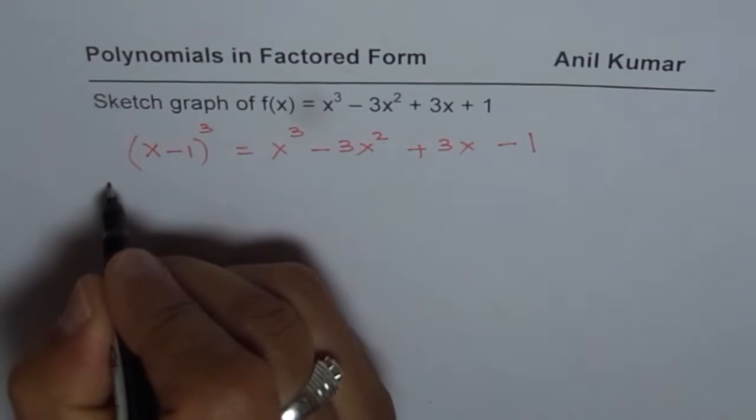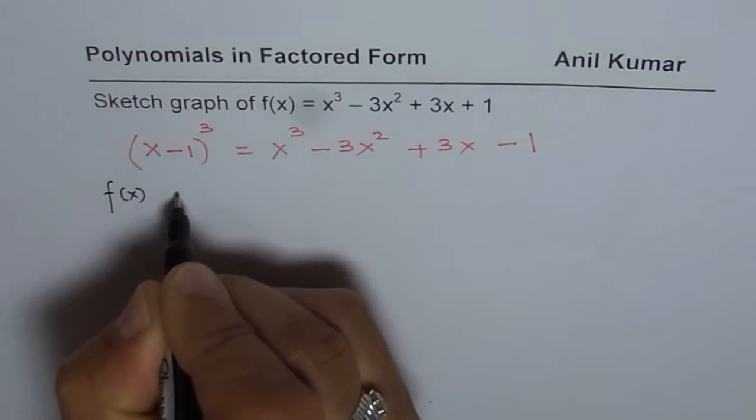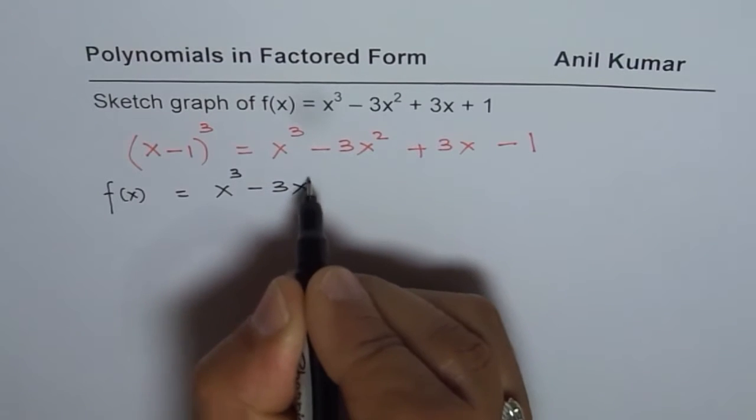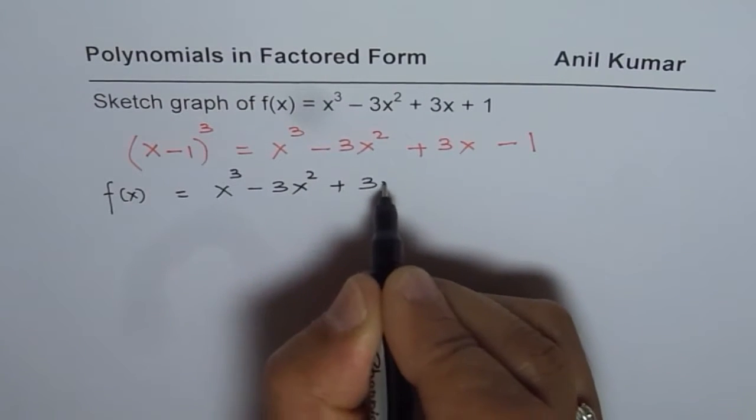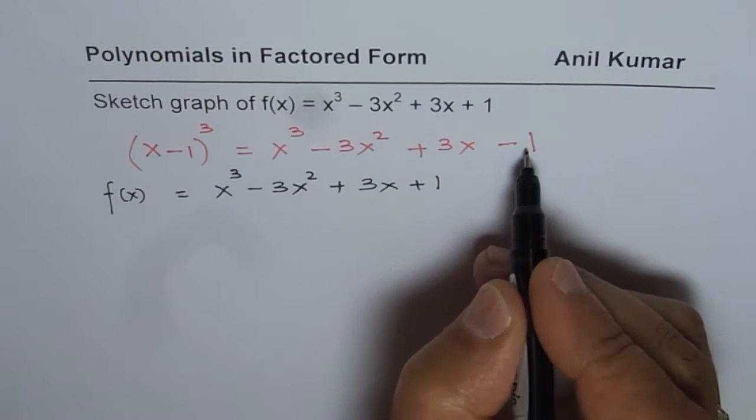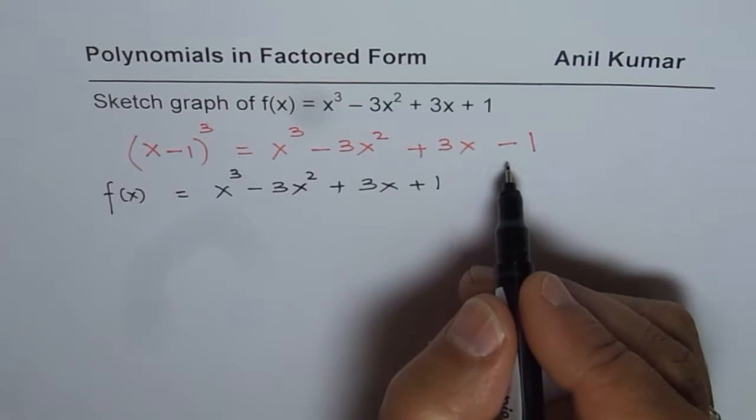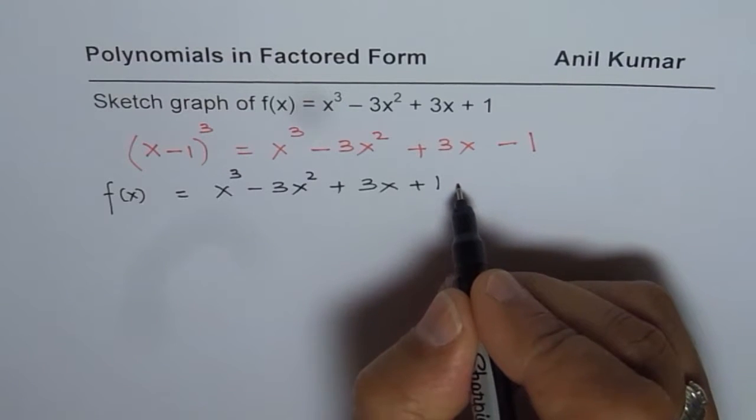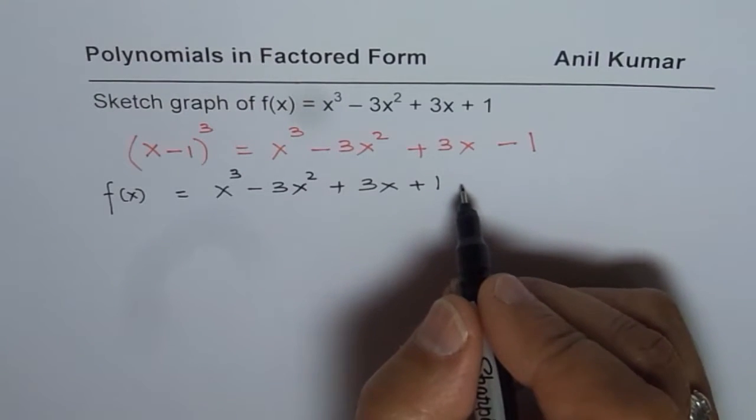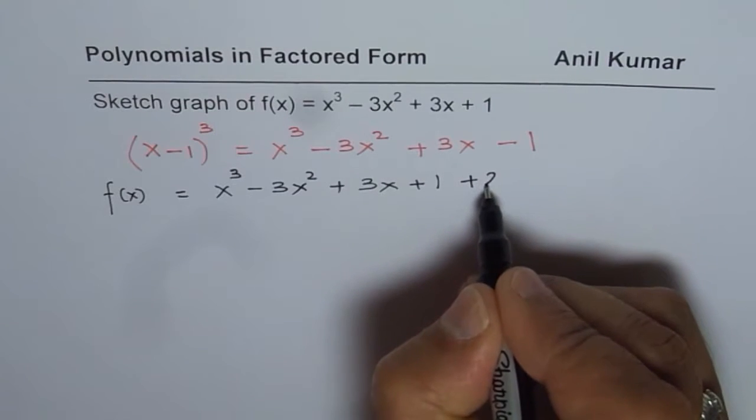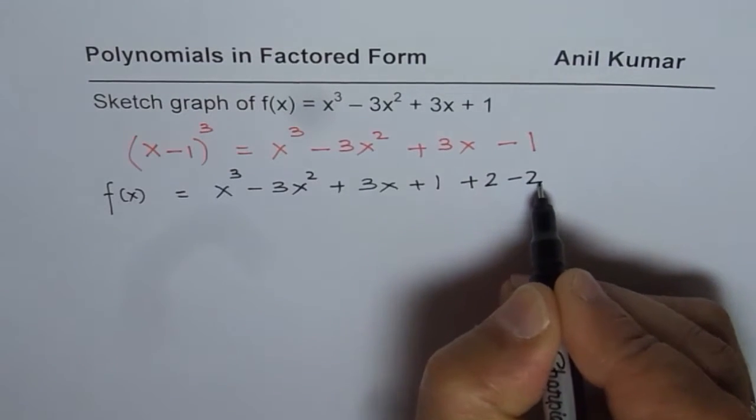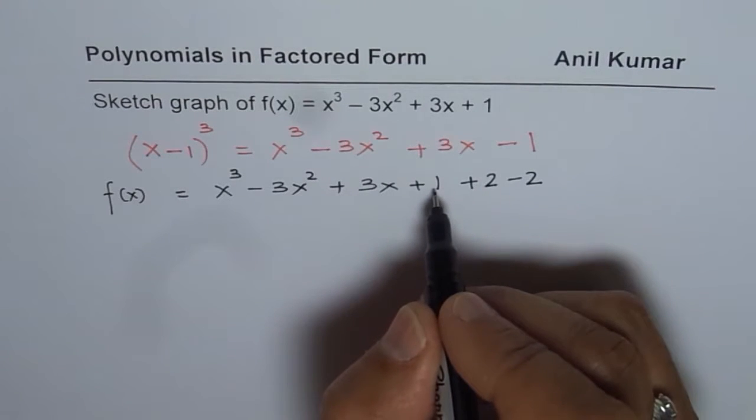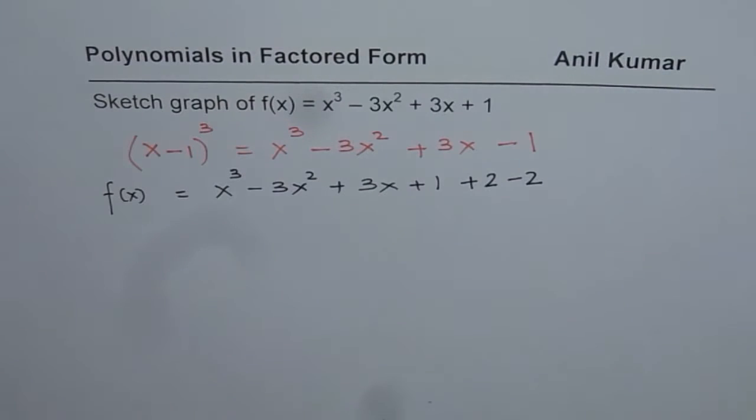So we could write f of x as equal to, we are given x cubed minus 3x squared plus 3x plus 1. We need minus 1, so we can add and subtract some number, and 2 is the number which we are going to add and subtract, correct? So we can add 2 and take away 2. You get an idea. So we can add 2 and take away 2, that is keeping the equation same. However, it makes a difference.